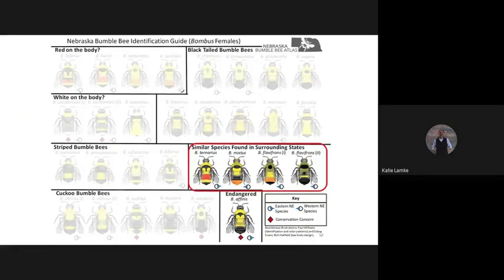The last group that we're going to look at are similar species that are found in surrounding states. Not necessarily have they been observed in Nebraska, but if you go out sampling near the borders of Nebraska, there is a possibility that you'll collect a bee that's not commonly found here.